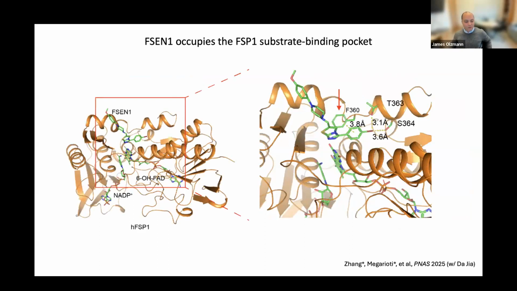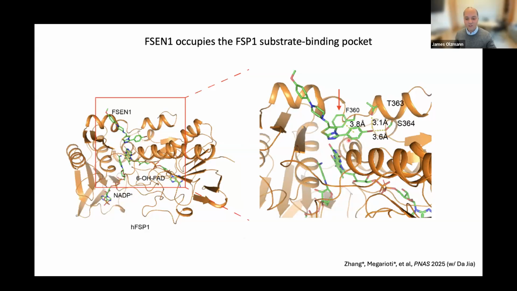Recently, we've been able to answer some of these questions through a really nice collaboration with Da Jia at Sichuan University in China, where we solved the co-crystal structure of FSP1 bound to our inhibitor FSEN1. So here we see the oxidoreductase structure. This had been solved by other groups, and we see a similar structure here, coordinating FAD, 6-hydroxy-FAD, and NAD plus. And then we see our inhibitor here bound to FSP1.